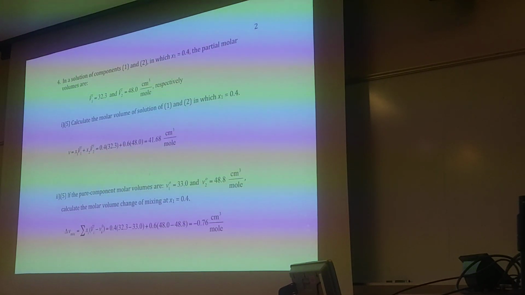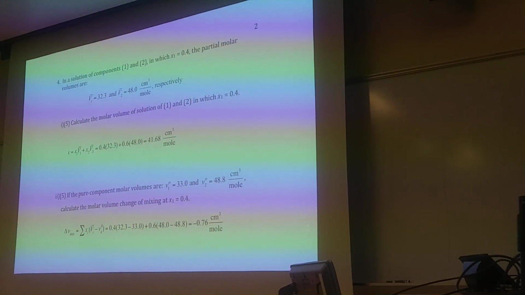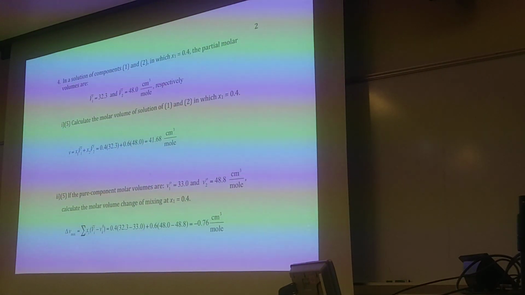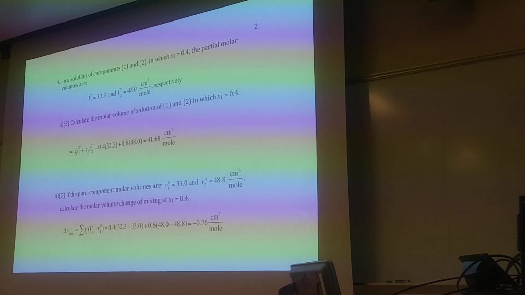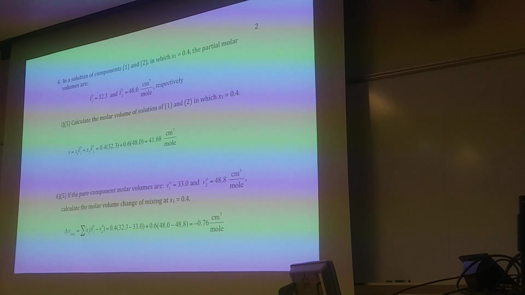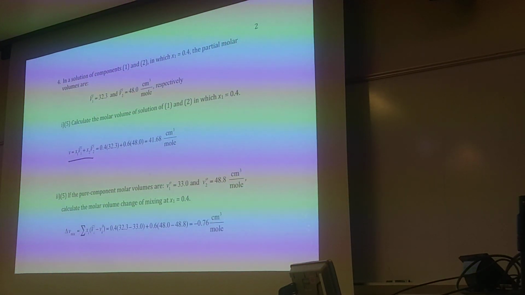Okay, next we've got a solution of components 1 and 2 in which the mole fraction of component 1 is 0.4. The partial molar volumes are given here. And you have, first of all, to calculate the molar volume of the solution of 1 and 2 in which the mole fraction of component 1 is 0.4. So we put it together like this, put in the numbers, we get 41.68 cubic centimeters per mole.